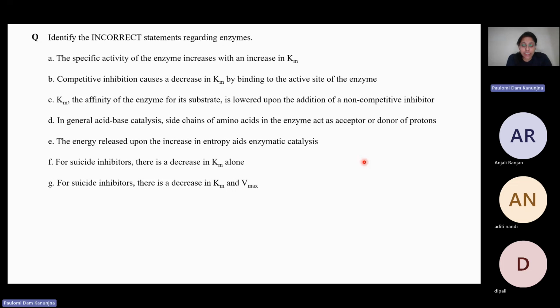So I think there is one word that we haven't discussed, suicide inhibitors, but when I come to that, I'll tell you what that refers to. The other we have more or less discussed in the previous session. So it's basically all the points taken together in a question, and whichever you think is incorrect. A, B, C, and E.